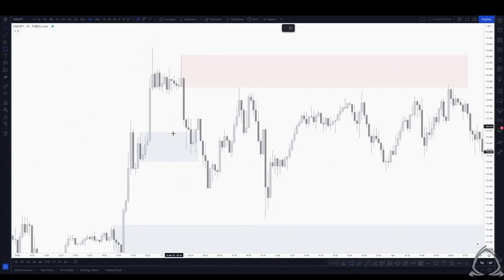And then what we can see is as price interacts with this demand zone, we do get a reaction. The reaction is not successful and price does continue to break to the downside. And in future episodes, we'll explain why the likelihood of this demand zone holding was not overly high. But again, for now, we're going to primarily focus on just drawing out supply and demand zones so that we can understand the inner workings behind the charts.